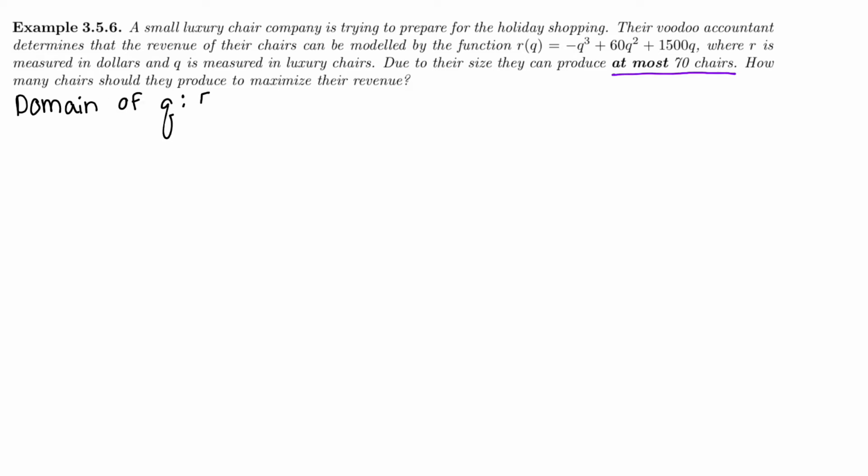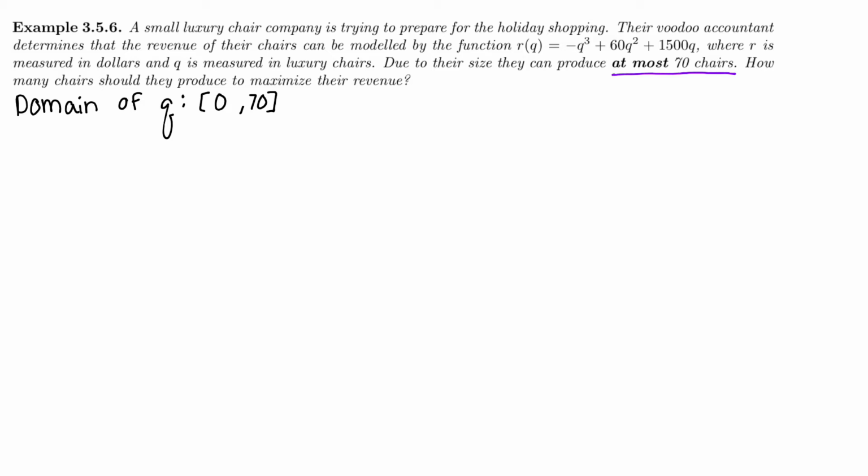So for Q, it said that the most that they can produce is 70 chairs. But there's also a least amount that they can produce. So they can't produce negative chairs, right? They can't go and steal chairs from their customers and then say that these are our chairs that we're selling. So they can't have negative chairs, but they could indeed produce 0 chairs.